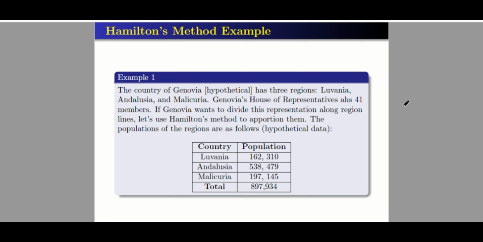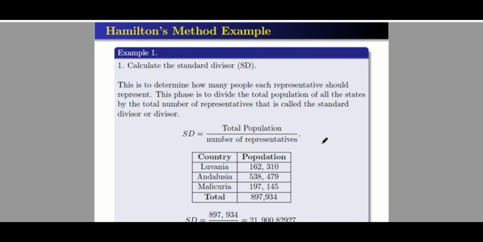The country of Henovia has three regions: Luvania, Andalusia, and Malicuria. Henovia's House of Representatives has 41 members. So take note, we have 41 members. Now let's use Hamilton's method to apportion them, meaning to divide them fairly among Luvania, Andalusia, and Malicuria. These are the populations, and the total is 897,934.